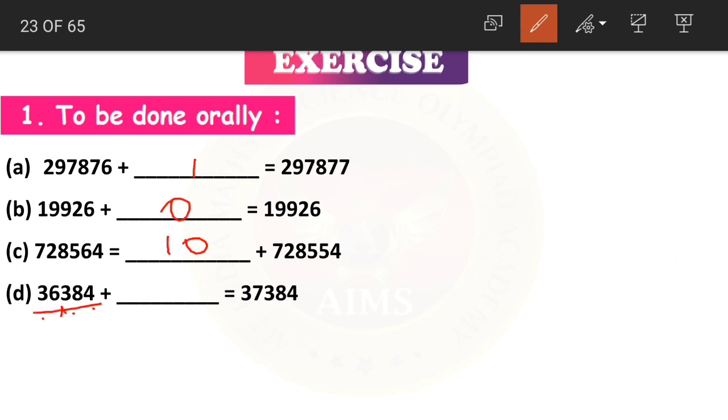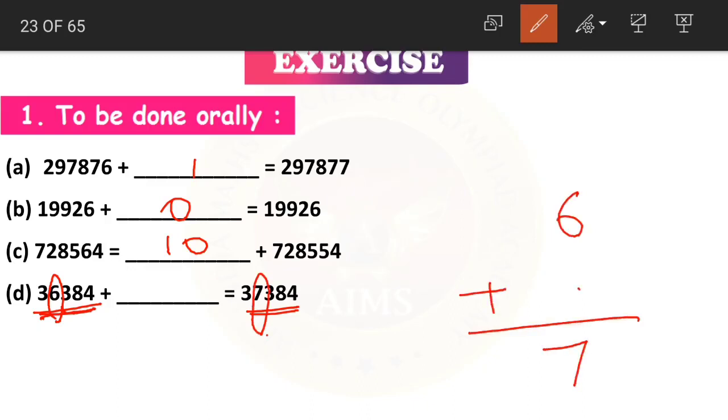36,384 plus dash is equals to 37,384. Now carefully look at both the sides. This is the addend and this is the sum. Only the digit in thousands place is changing. We are having 6 and then we got 7. After addition we got 7. What was added here? 1. Yes, very good. So I'll write 1.